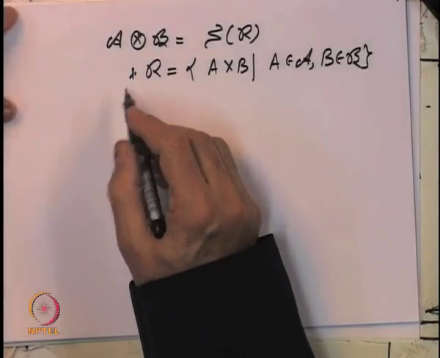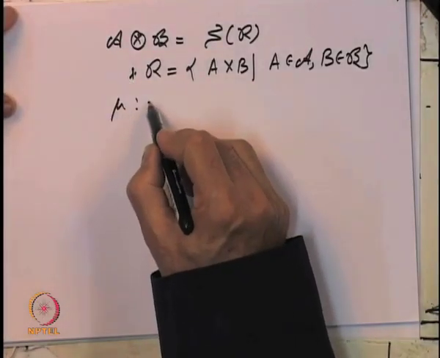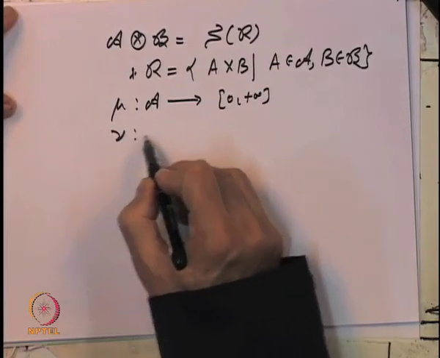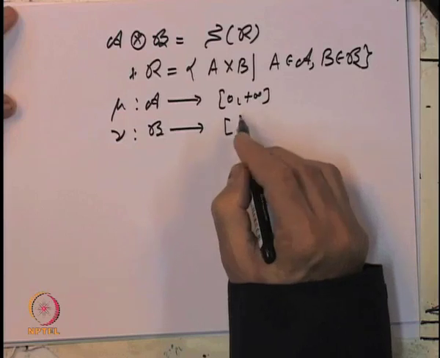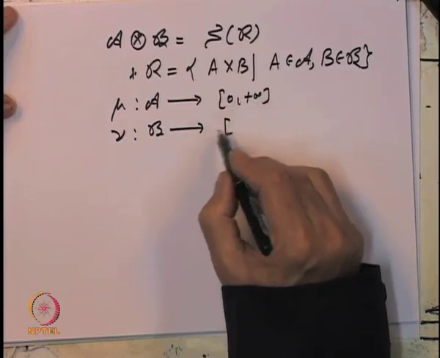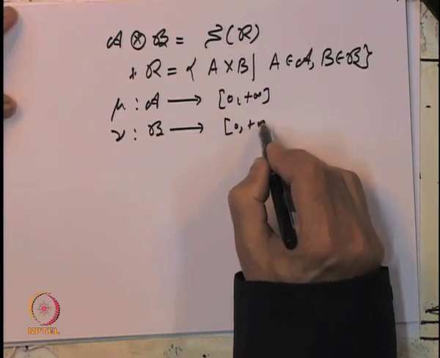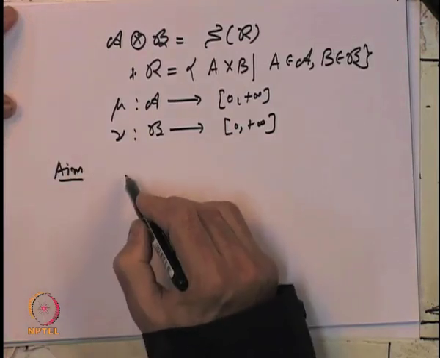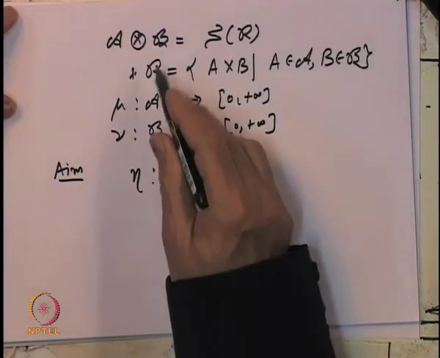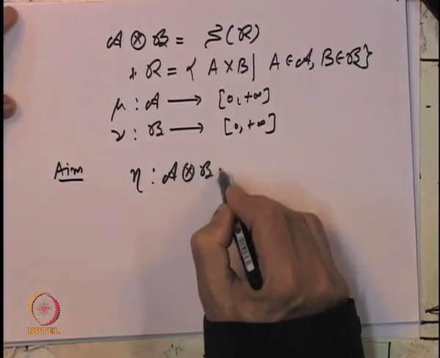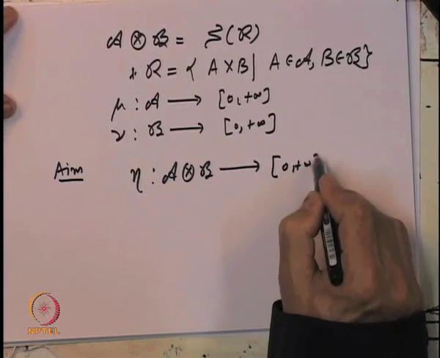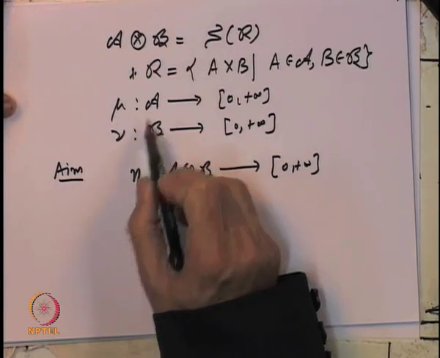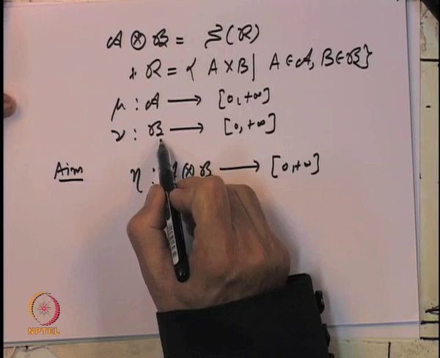So, now we are given a measure mu on the sigma algebra A and given a measure nu on the sigma algebra B. So, our aim, or the problem, is to define a measure eta on the product sigma algebra A times B using the measure mu on A and using the measure nu on B.